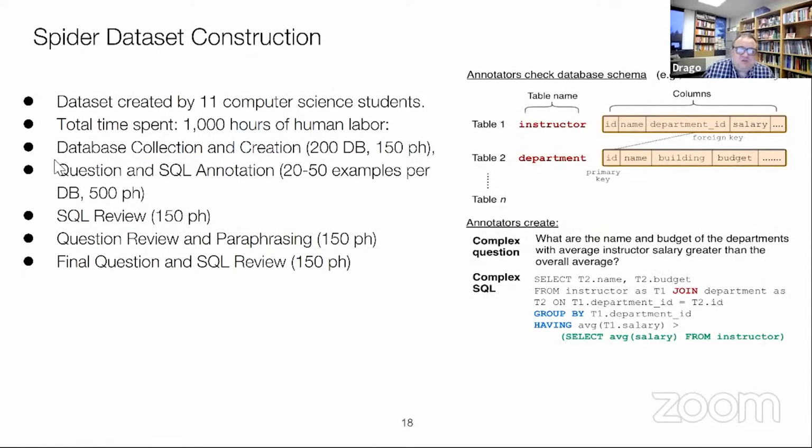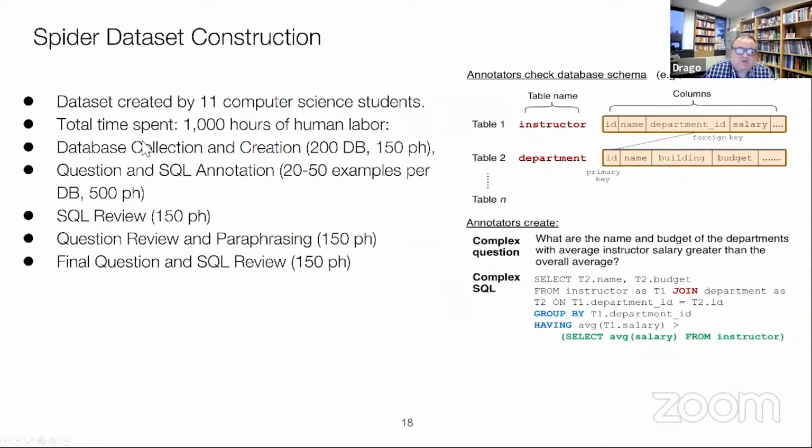So as you can see, this was a fairly large task to build this data set. The total amount spent was about 1,000 hours, but it paid off because this data set has been extremely helpful, not just for our own research, but as you will see, for many other people's research. So this annotation process involves several steps.